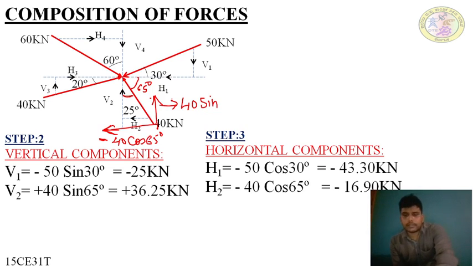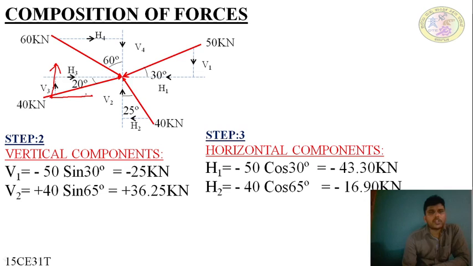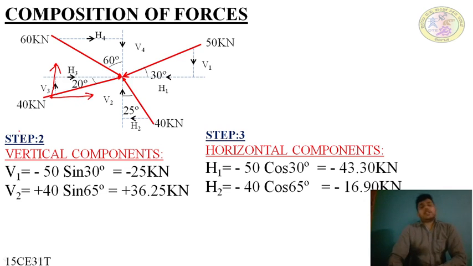Next, the force is 40 kilonewton. This force can be resolved into a vertical component and a horizontal component. Let's solve the vertical component first. Vertical component is F sin theta, where F is the magnitude of the force, 40 kilonewton.